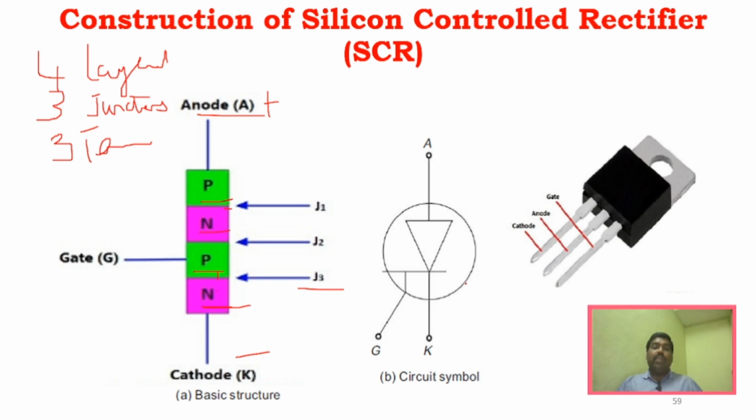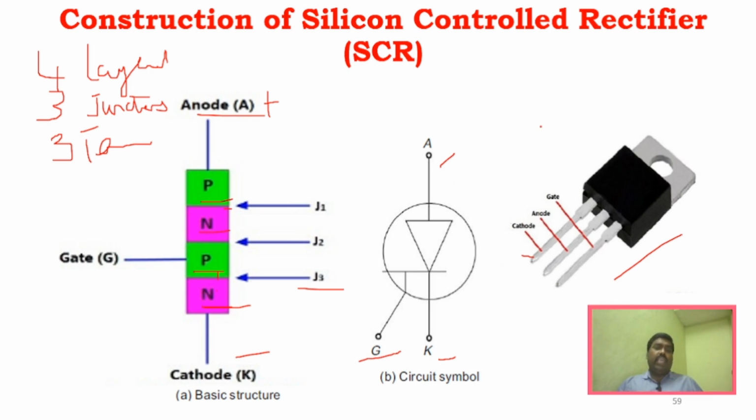And this is the symbol of SCR, right? Where this is known as anode, and this is cathode, and gate is represented like this, right? And this is the actual SCR, right? Where you can see this is cathode, this is anode, and this is gate, right?